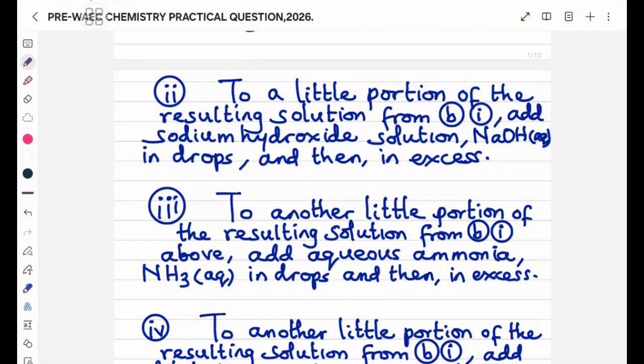So if you are carrying out this test, don't expect that the residue will dissolve and form a colorless solution like water. No, because of the presence of the starch. So it's going to form a cloudy suspension. A cloudy suspension will be formed, but there will be a reaction taking place. So what do you do when you come across this?